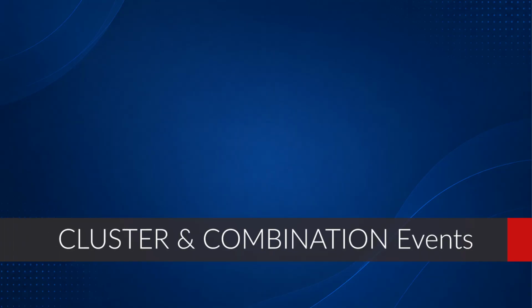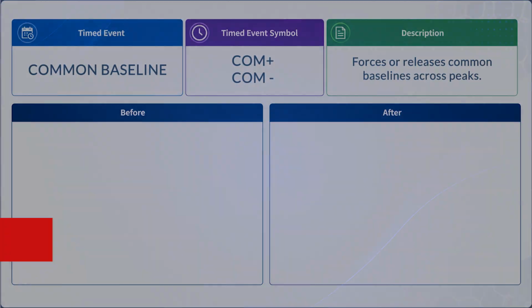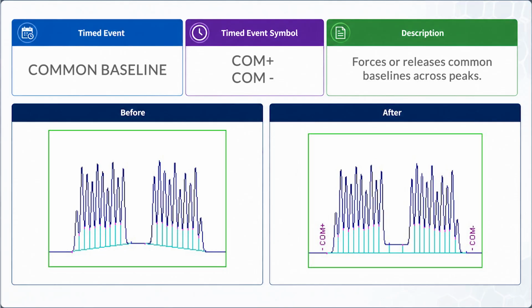Cluster and combination events. Com plus turns combination behavior on. Com minus turns combination behavior off. These events are used where peaks or peak clusters need to be treated in a combined way over a defined section of the chromatogram. They are more specialized than a simple split or baseline event, but the principle is the same. Com plus starts the behavior, and com minus stops it.